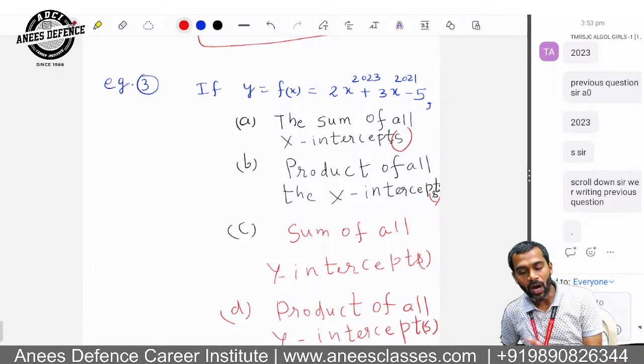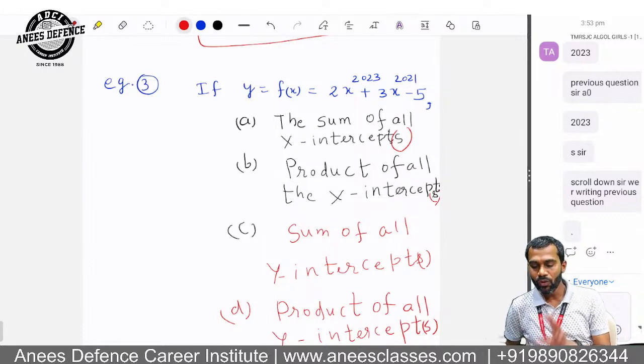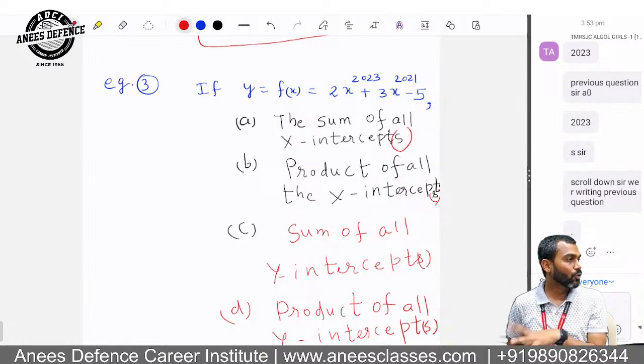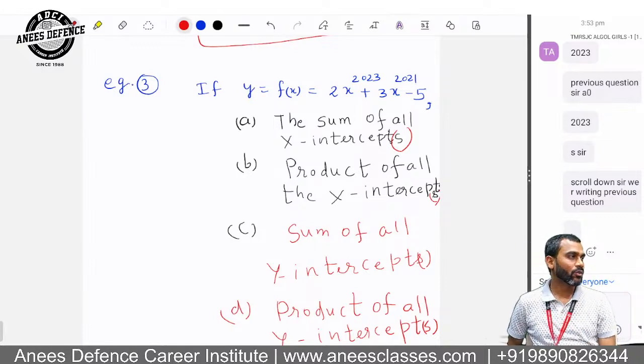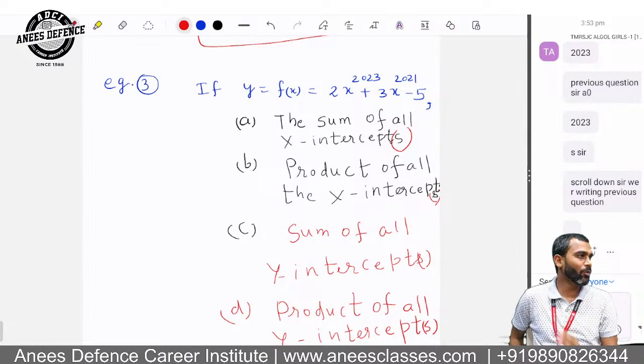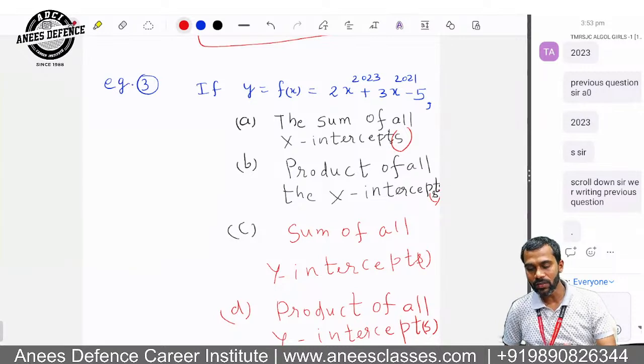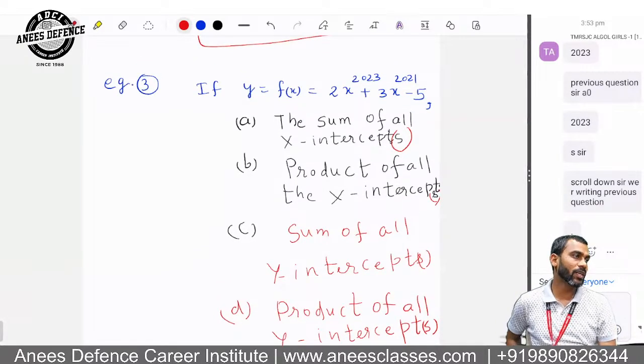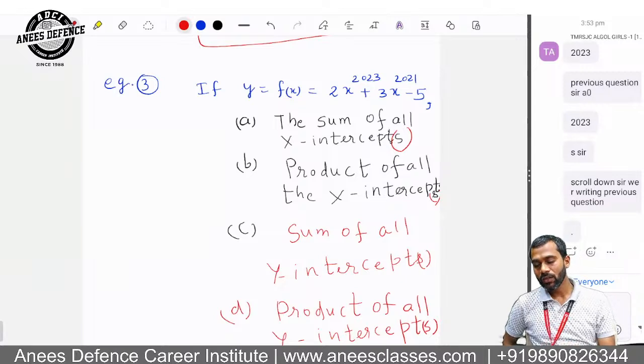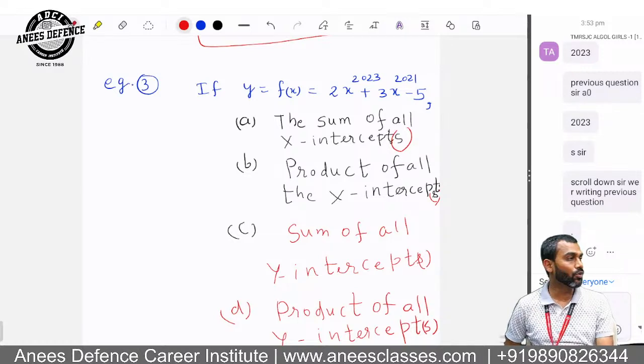The thing is, here I could have asked it like this too. I could have asked you the sum of all roots. But instead of roots, what did we use? x-intercept, so that students see it and leave it, thinking x-intercept was for straight lines, how is it in quadratic or polynomial. I hope it is clear. So basically, indirectly, they are asking the sum of all roots, which is minus b by a, or minus times the coefficient of x raised to n minus 1 divided by that of x raised to n, which is 0. So the answer would be 0.